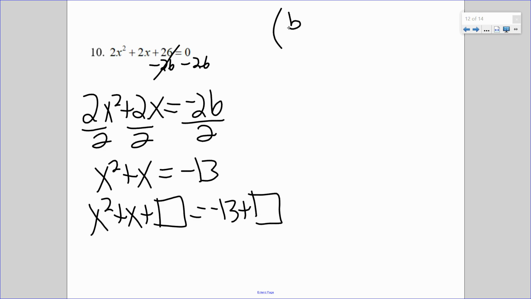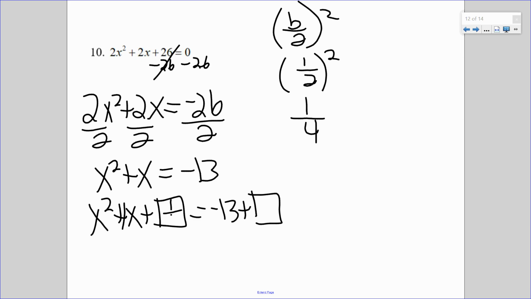To determine what goes inside, (b over 2) squared. b is 1 in this example. (1 over 2) squared is 1 squared, which is 1, over 2 squared, which is 4. Factor. Well, what multiplies to 1/4 and adds to 1? That's a little tricky, but it's really not bad because, again, I can just take the square root of that, and the square root of 1/4 is 1/2.